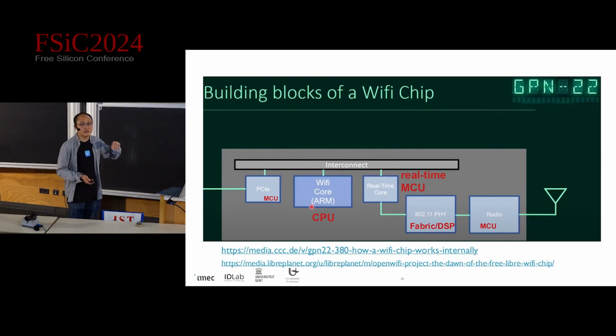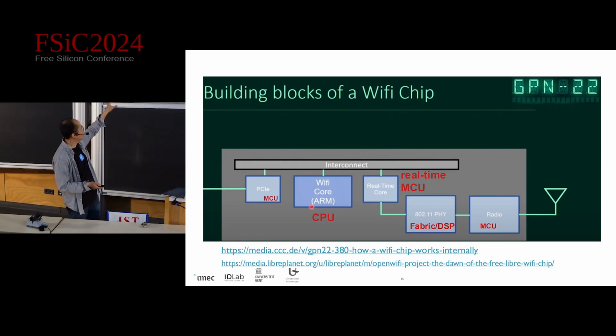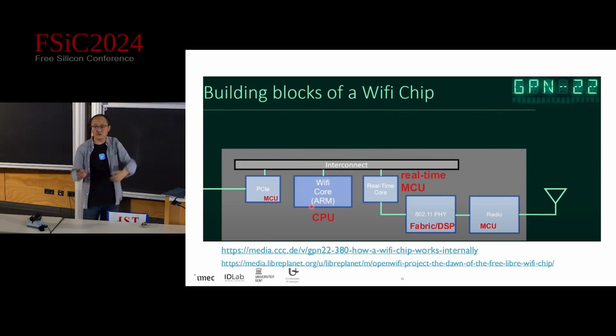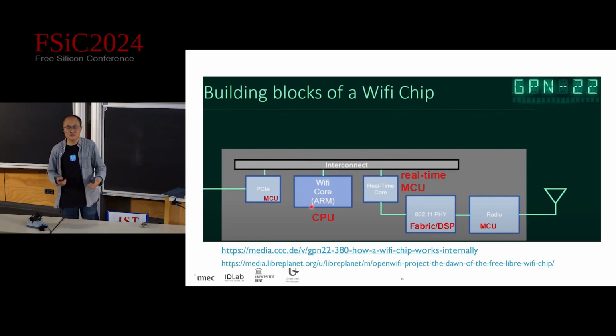In this presentation, he introduced every aspect of a Wi-Fi chip. Here's a typical block diagram of a Wi-Fi chip. There's a host interface, PCIe, some ARM CPU, real-time CPU, fabric, and of course the radio or RF part, right? I also put what kind of processing or processors will be done in each block. There will be a microcontroller, CPU, real-time cores, and of course also digital signal processing fabric or digital signal processors.